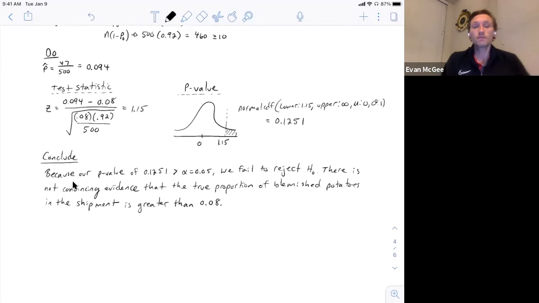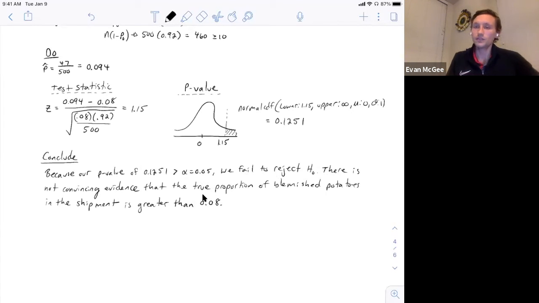In our conclusion, we have to be specific, and because our p-value of 0.1251 is greater than alpha of 0.05, we fail to reject. There is not convincing evidence that the true proportion of blemished potatoes in the shipment is greater than 0.08. So we have to make sure we show our p-value is greater than alpha. We need to say that we failed to reject, and then we need to say that there is not convincing evidence that the alternative is true.